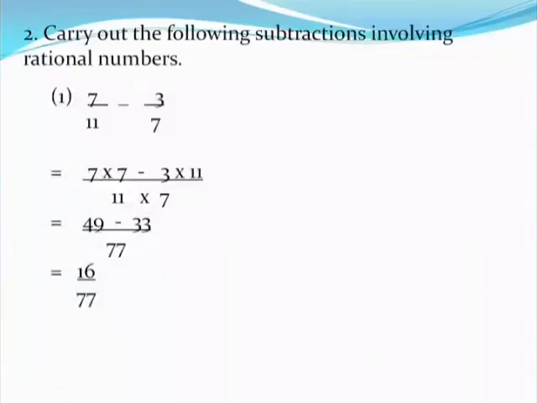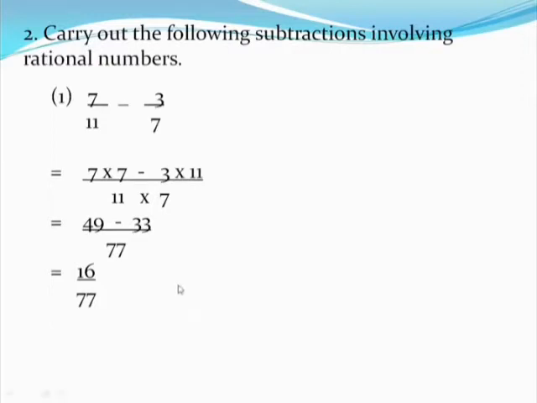Now question number 2, children. Carry out the following subtractions involving rational numbers. Now let us start with the first example. 7 upon 11 minus 3 upon 7. Here we will perform subtraction of rational numbers similarly as we have done with subtraction of fractions.